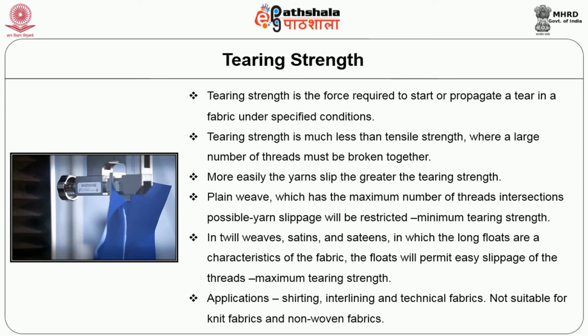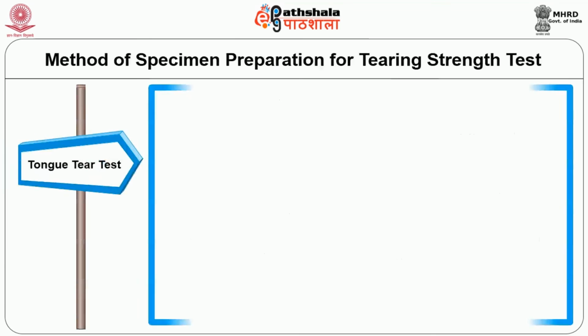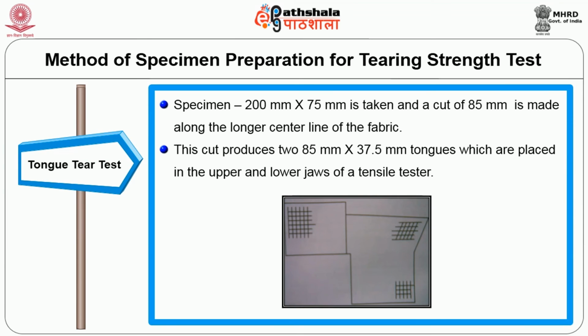Tearing strength is applied for finding the strength of shirting, interlining, and technical fabrics. It is not suitable for knitted fabrics and non-woven fabrics. Method of measuring the tearing strength. The specimen size of 200 mm by 75 mm is taken and a cut of 85 mm is made along the long center line of the fabric. This cut produces 85 by 37 mm tongues which are placed in the upper and lower jaws of the tensile strength tester.